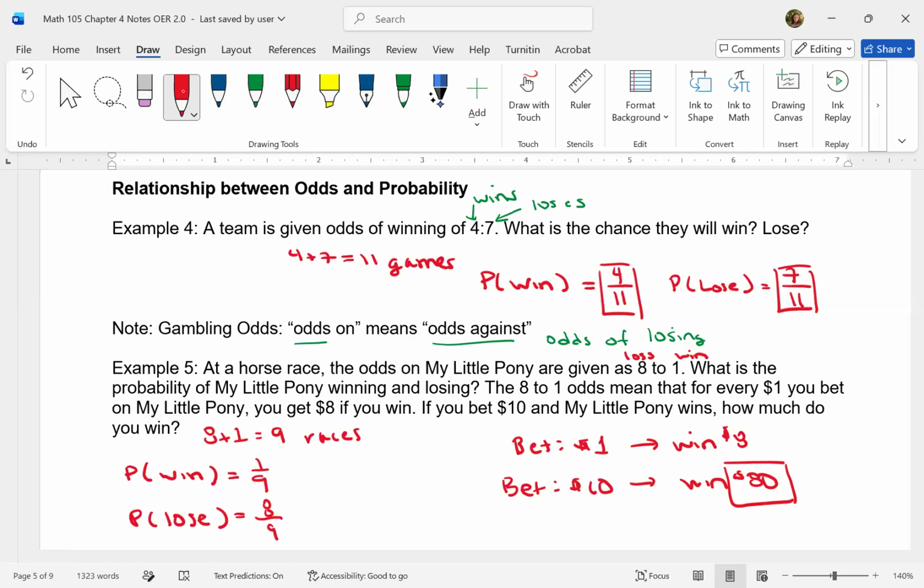So that's what odds mean. And I will go ahead and look at combining probabilities in the next video.